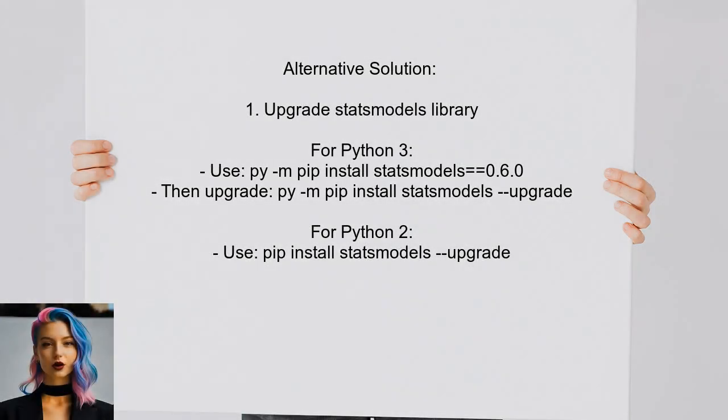An alternative solution from another user suggests upgrading the Statsmodels library. For Python 3, they recommend using a specific version with the command py -m pip install statsmodels 6.0. After that, you can upgrade to the latest version using py -m pip install statsmodels --upgrade. For Python 2, simply use pip install statsmodels --upgrade.